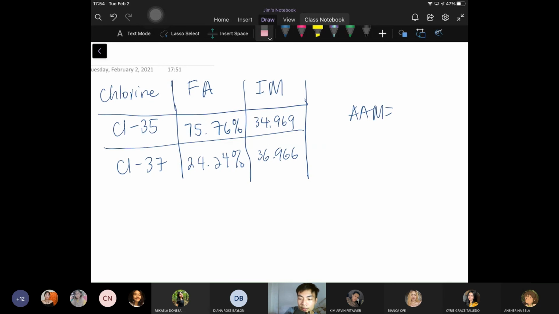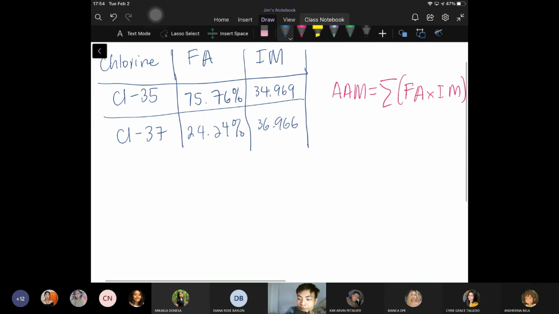Okay, so ano yung formula natin? Average atomic mass. Let me write it in red para mas kita. That is the sum of Fa times Im. So anong gagawin natin? Yung Fa, i-multiply natin sa Im. So this times this times this. Then saka natin i-add lahat. However, in multiplying your Fa with Im, this must be expressed in decimal form.